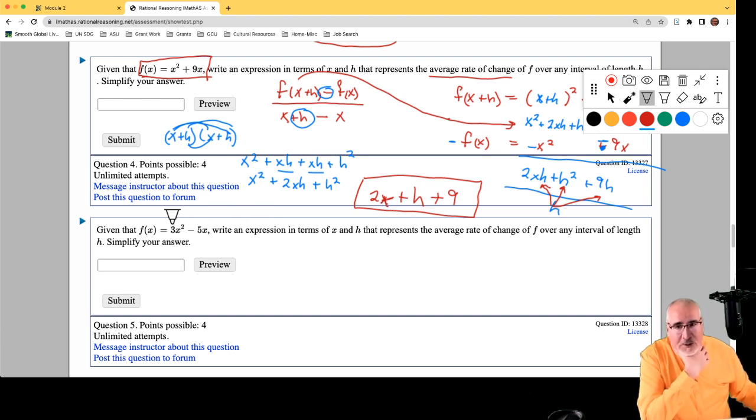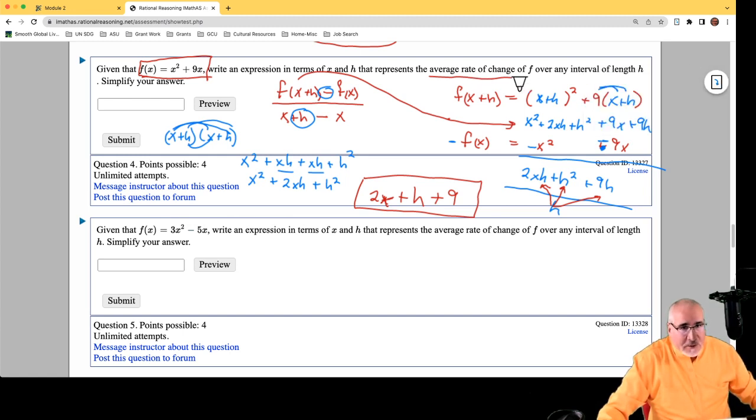It is going to be similar, except it's got this 3. Maybe we should have done that one because it's a little bit harder, because then the 3 distributes through. But you'll see if you follow the same sort of pattern. Find f of x, or sorry, f of x plus h. Write it out longhand like this.